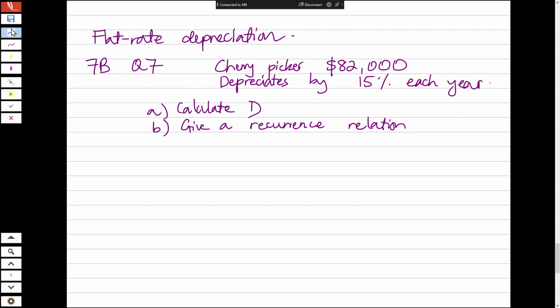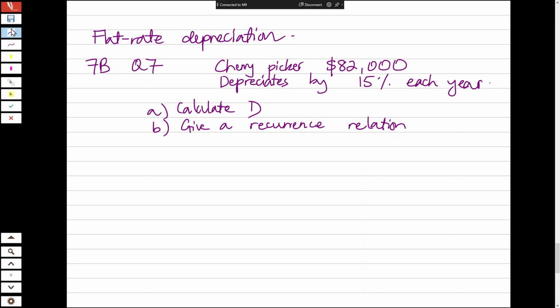Just a word of warning, your textbook gives you more support for these questions than you might get in your exam. So you might just be asked for the recurrence relation with no additional help. Okay? So the reason why it's scaffolded in your textbook is to help you as you're learning it. But just remember that at the end of the year, you might not have as much support when doing these questions.